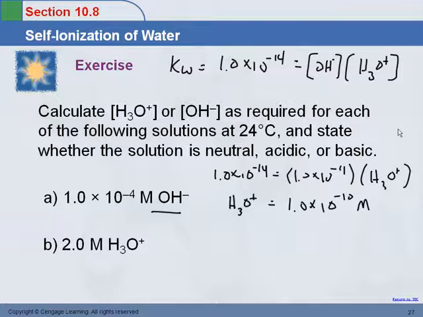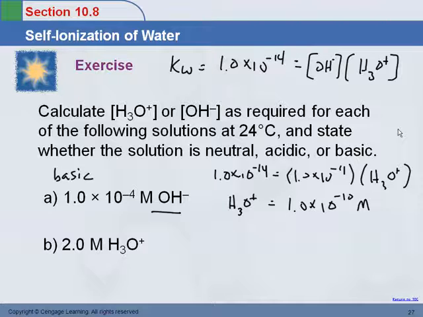So if we think about that, my concentration of hydroxide ion is 1.0 times 10 to the negative 4th. My concentration of acid in the form of hydronium ion is only 1.0 times 10 to the negative 10th. That tells you you've got way more base than you do acid. Therefore, in solution A, this is basic.